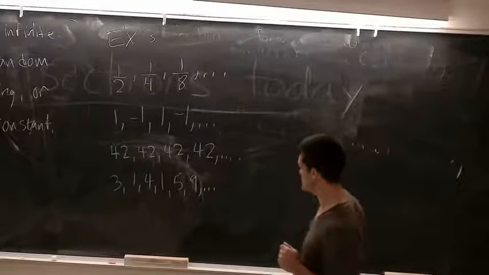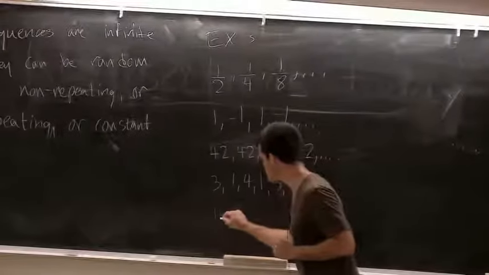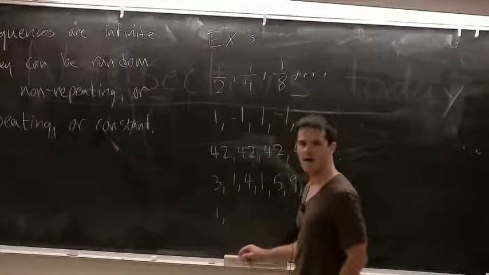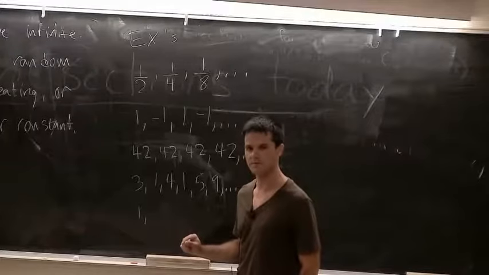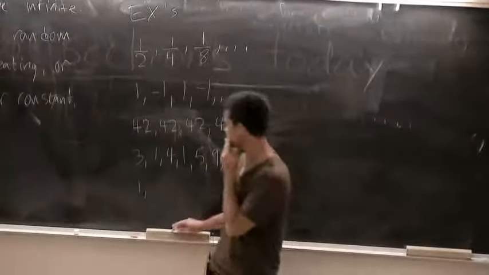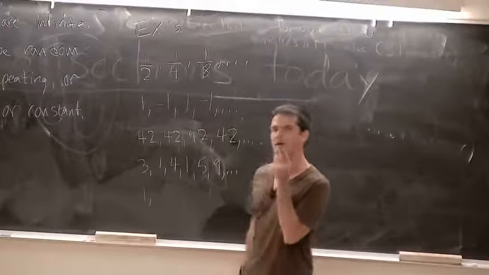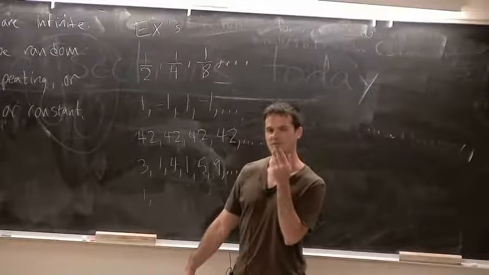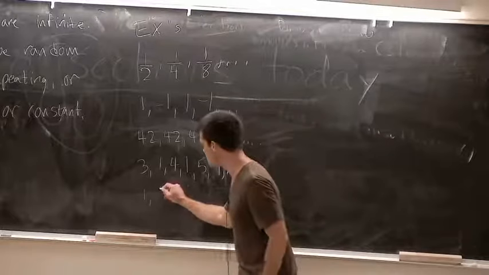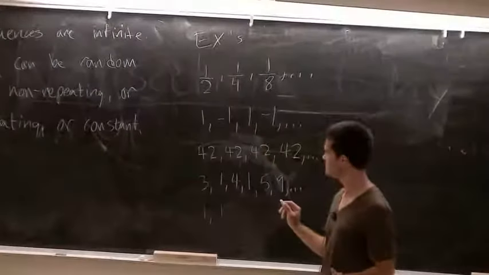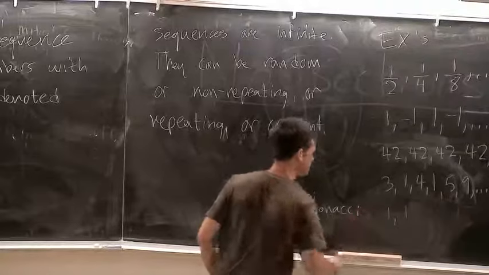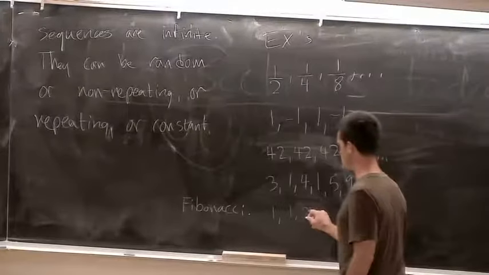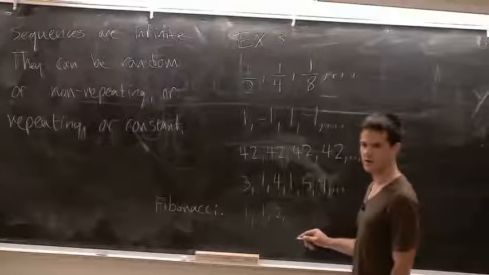But since you guys mentioned Fibonacci, let's do that one. And anyone not know the Fibonacci sequence? Okay, good. So how about I just start writing some terms, and let's see if you can figure out what the pattern is. The first two are always 1 and 1 for Fibonacci. Okay, so next one is 2. What's the next one?